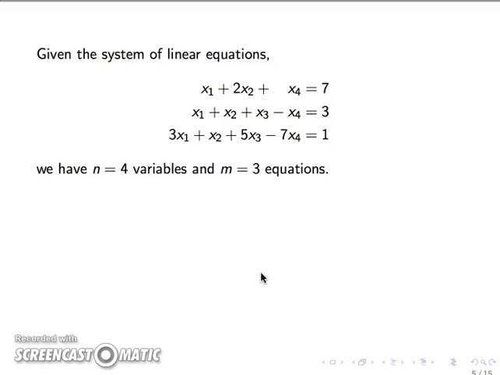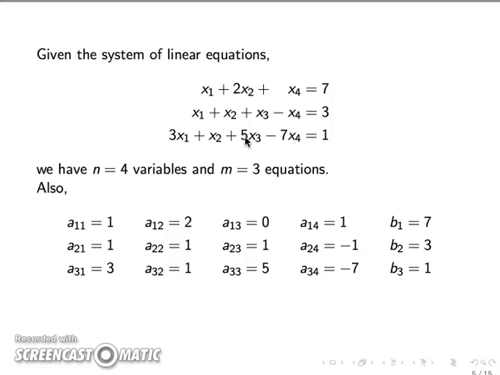This is an illustration that has three equations and four variables. So in this case, we have that n equals 4 and m equals 3, and the coefficients are the numbers multiplying the variables here. So we look at the first equation. Here we have 1x1, 2x2, and 1x4. So on the first row we have a11, the first number, that's 1, a12, that would be this number multiplying x2, and a13 doesn't appear.